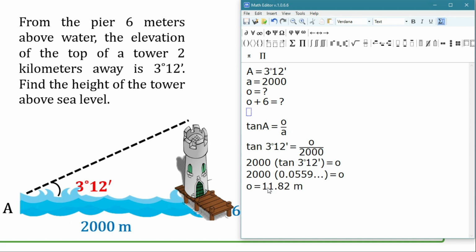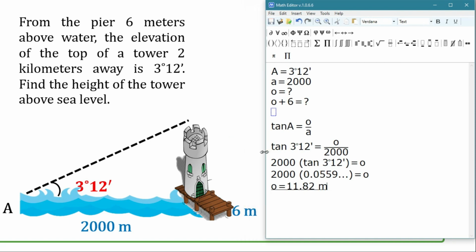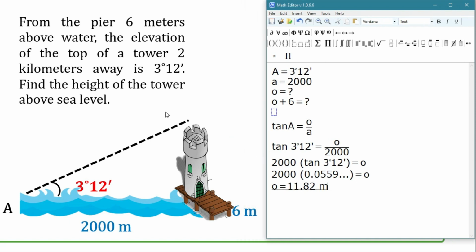But then again, this is just the height of the tower itself. Hindi pa natin nahanap yung height ng tower above sea level. So, kung hahanapin natin yung height ng tower above sea level, we have to consider the height of the pier, which is 6 meters above the water. So, what we are going to do is add 6 to the opposite side, or the height of the tower itself, para malaman natin yung height ng tower above sea level.